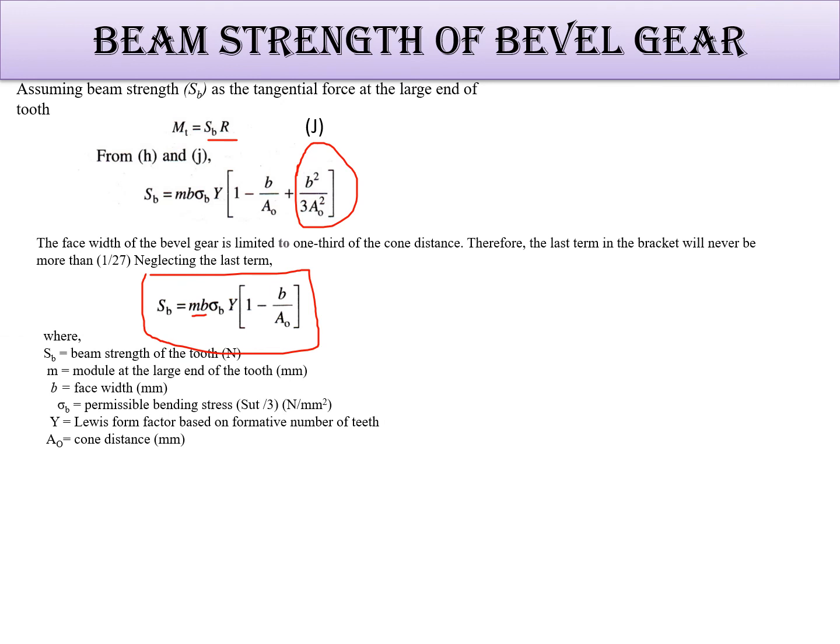Here m is the module, b is the face width, sigma b is the permissible bending stress, and y is the Lewis factor. So these are the terms. 1 minus b upon AO is called the bevel factor. This is known as the bevel factor.